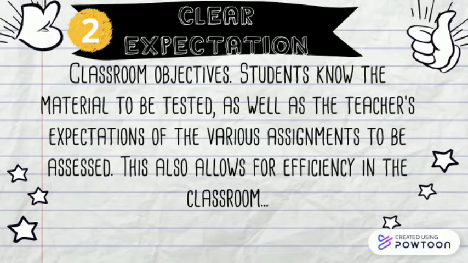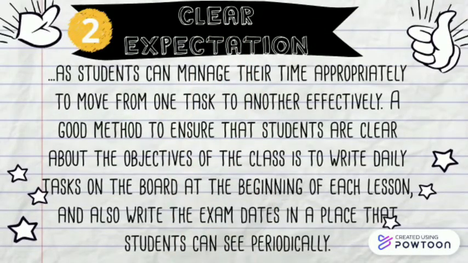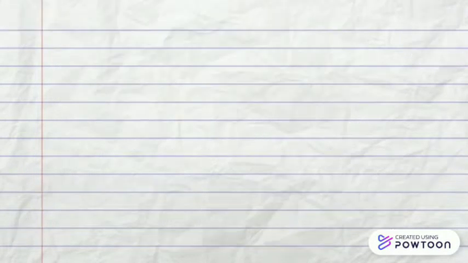This also allows for efficiency in the classroom, as students can manage their time appropriately to move from one task to another effectively. A good method to ensure that students are clear about the objectives of the class is to write daily tasks on the board at the beginning of each lesson, and also write the exam dates in a place that students can see periodically.